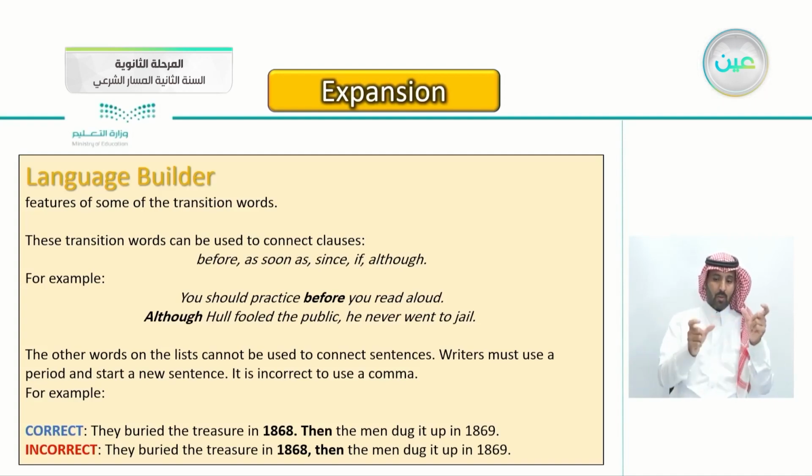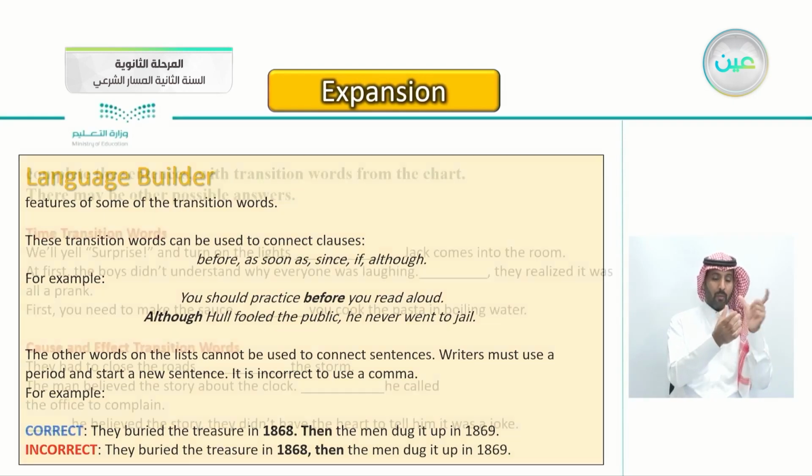The other words on the list cannot be used to connect sentences. Writers must use a period and start a new sentence. It is incorrect to use a comma. For example, the correct way: they buried the treasure in 1868, full stop. Then the men dug it up in 1869. The incorrect way is to use a comma. So you have to use the full stop.